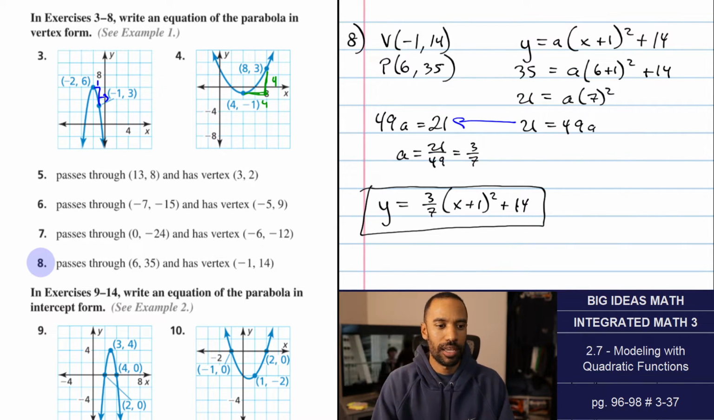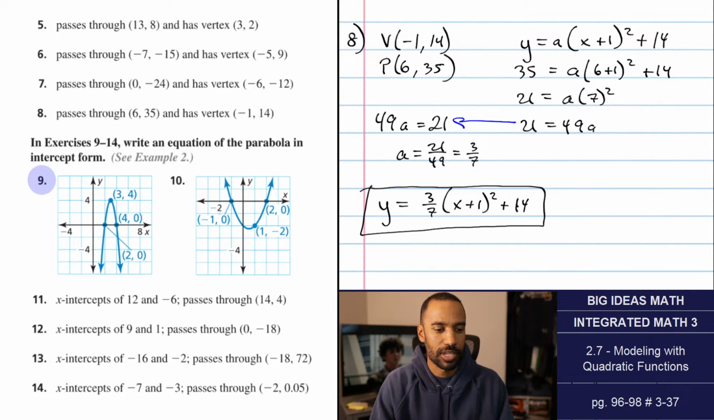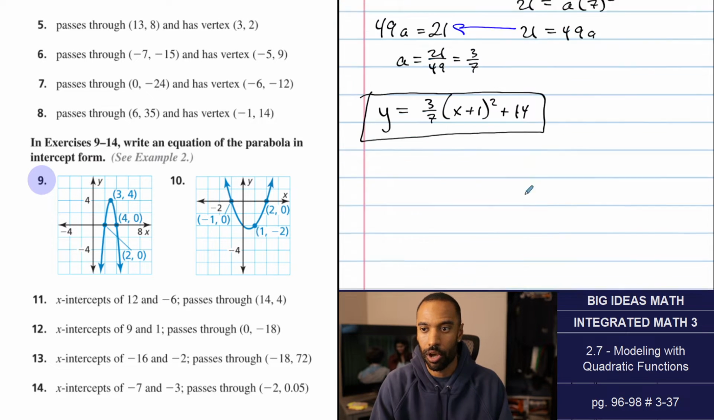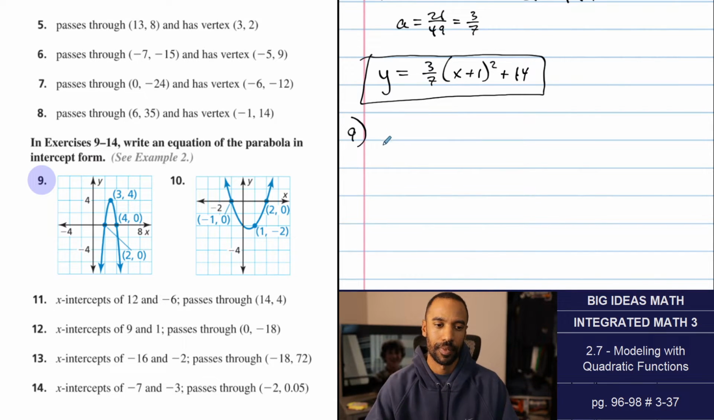All right, those are 6 different vertex form questions. Let's move forward to numbers 9 through 14, where we're going to write them in intercept form, also known as, or what I also call, factored form. Now, factored form, you could probably do some of the same stuff that I was doing before, which is once you know your intercepts, work the stuff out. Okay, we have x, and yes, I'll do that.